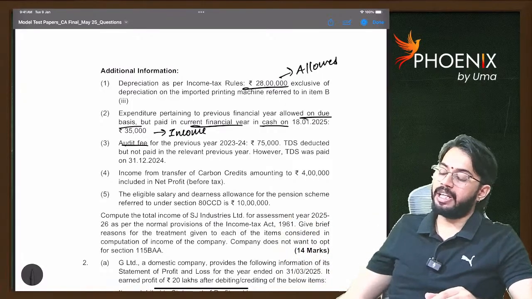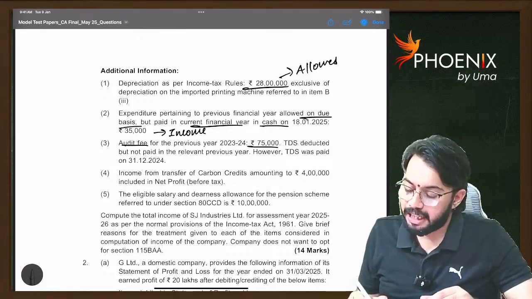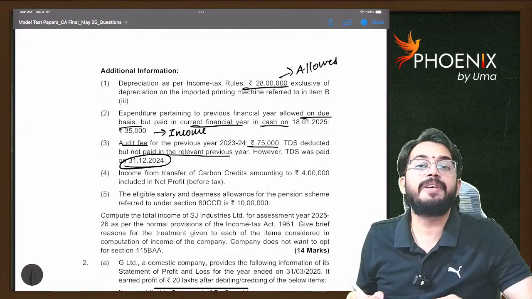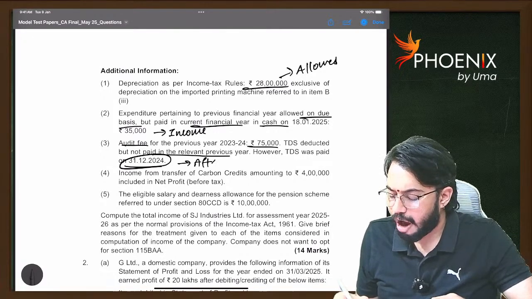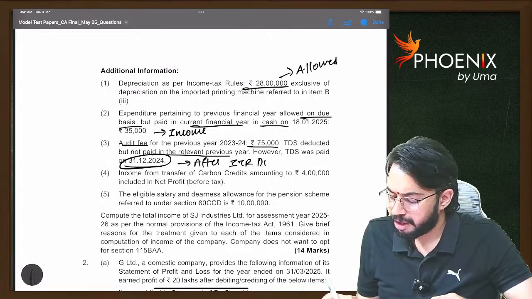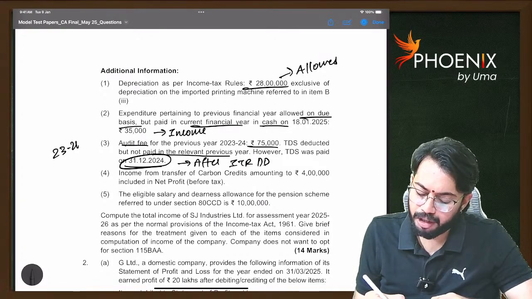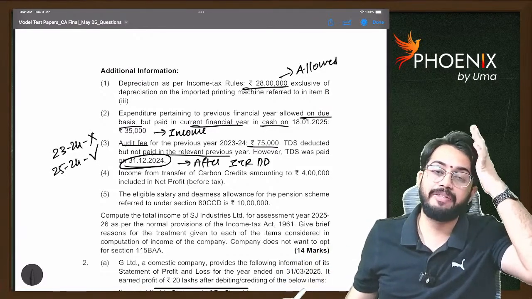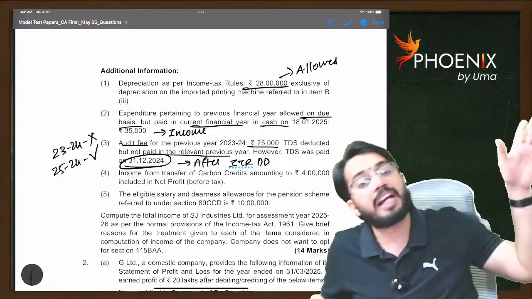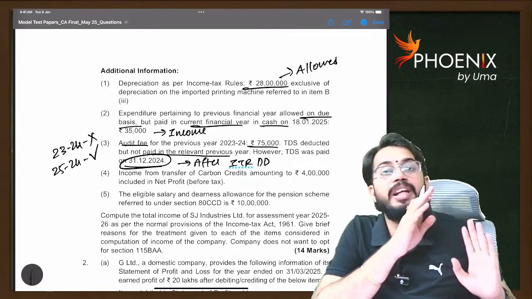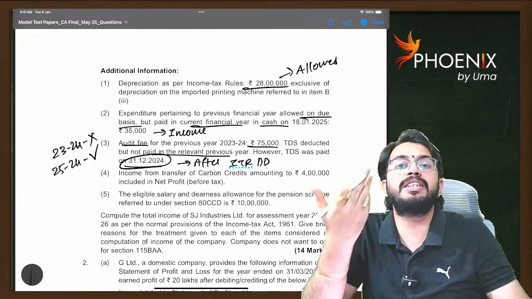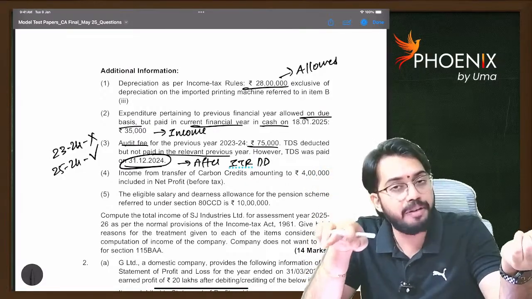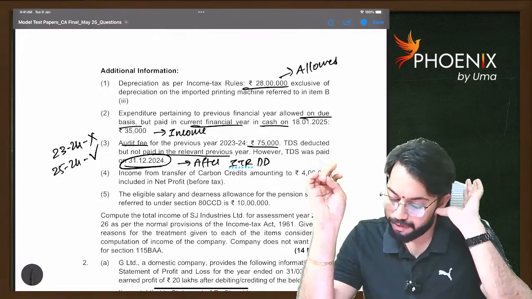Audit fees for 23-24, 75,000. TDS deducted but not paid in the relevant previous year. However, TDS was paid on 31st December. 31st December means what? After ITR due date. So in 23-24, it is not allowed as deduction, but it is allowed as deduction in 24-25. Are you able to understand? So that expenditure is pertaining to 23-24. In 23-24, TDS was deducted, but TDS was not paid before ITR due date. So disallowed in 23-24, it is paid in 24-25. So allowed as deduction in 24-25.